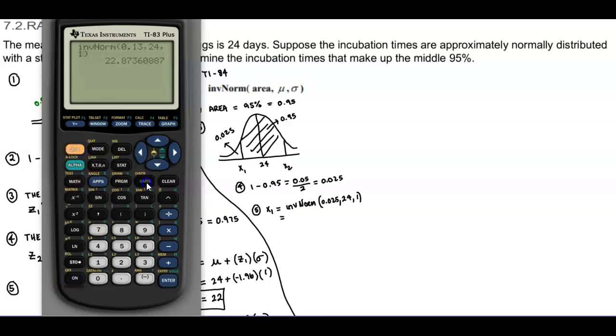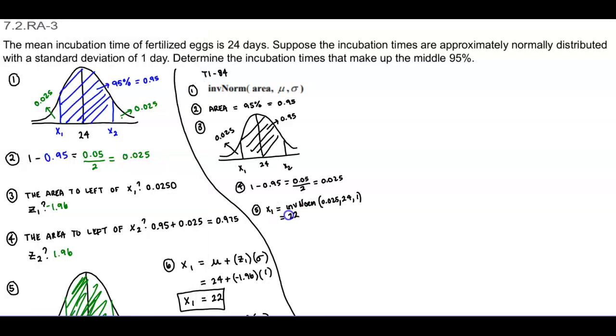So second distribution, scroll down to INV norm. We're going to put in 0.025, comma the mean, which is 24, comma standard deviation, and we get 22. So if you round that to 22, we get x1 is equal to 22, which verifies what we got in step number 6.